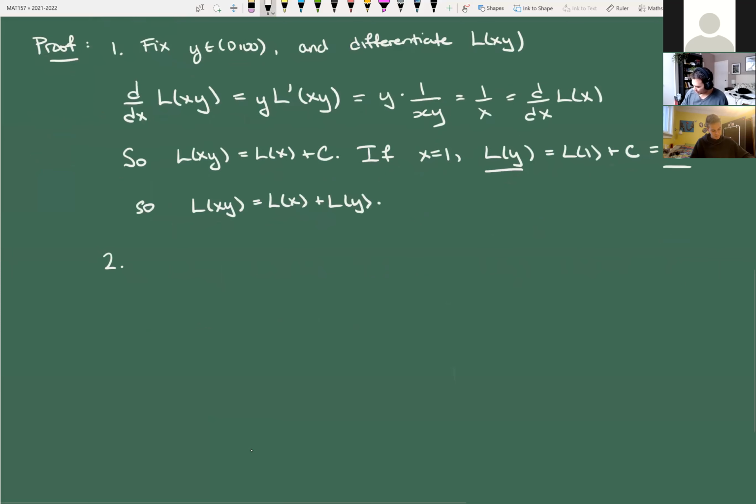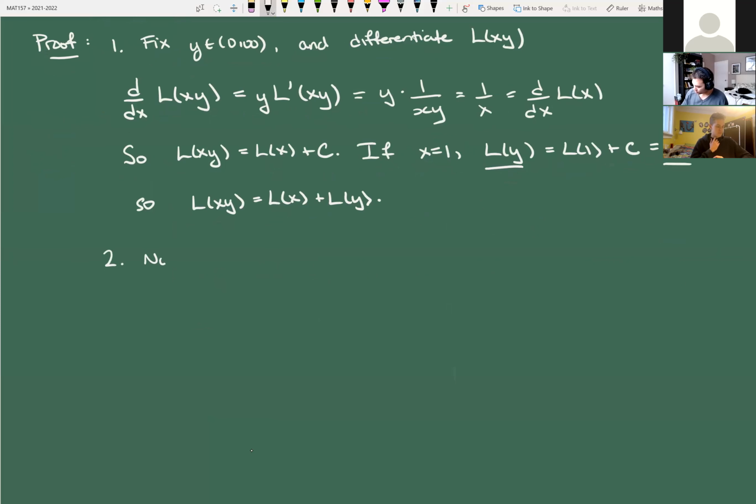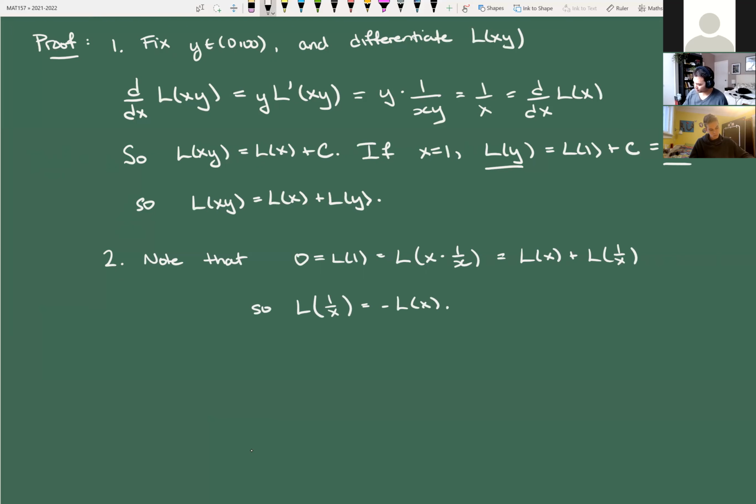For this one, what we're going to do is note that 0 is equal to L of 1. And I'm going to write 1 in a special way. I'm going to write it as L of x times 1 over x. Now I'm going to use the property above, which allows me to split these up. And if I solve that for L of 1 over x, then I'm done. That's a really short proof.